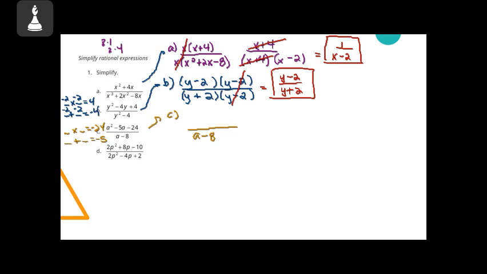8 and 3. Let's see, -8 and +3. -8 plus 3 is -5. -8 times 3 is -24. All right, so that's a minus 8 and a plus 3. That works out nicely again because we have an a minus 8 on top and a minus 8 on bottom, so those are going to cancel out. This simplifies to just a plus 3.